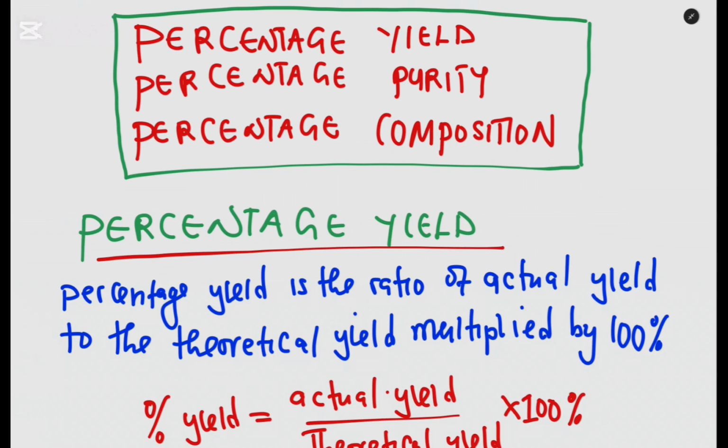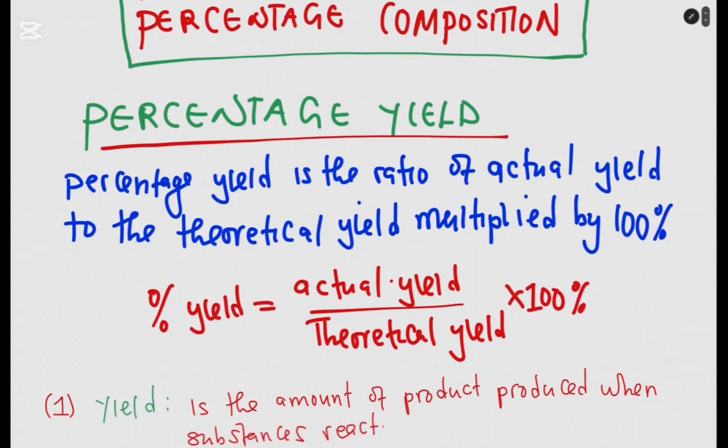And the first thing that we want to do is to define what percentage yield is. Percentage yield is simply the ratio of actual yield to the theoretical yield multiplied by 100%. That is how we define percentage yield. So if you find a question asking you to define percentage yield, exactly that is how you define it.